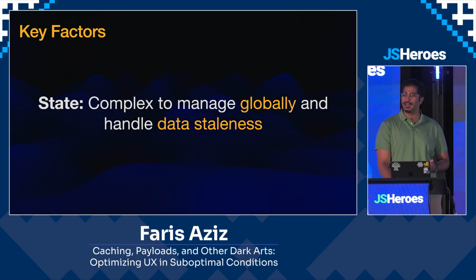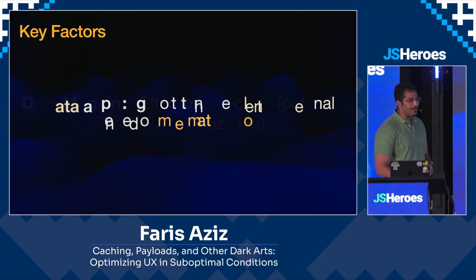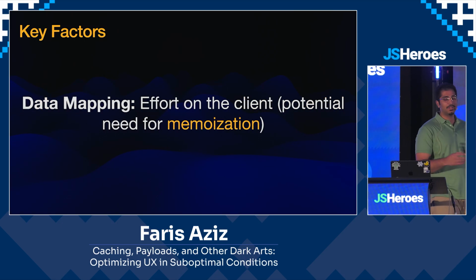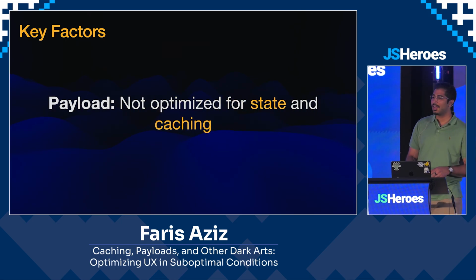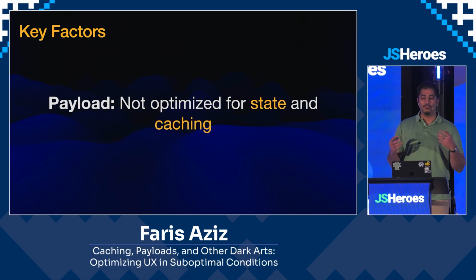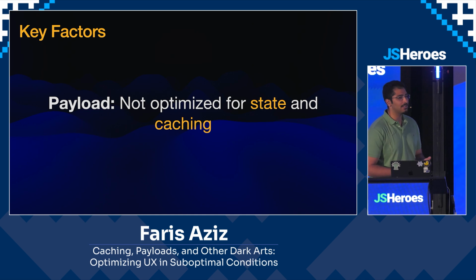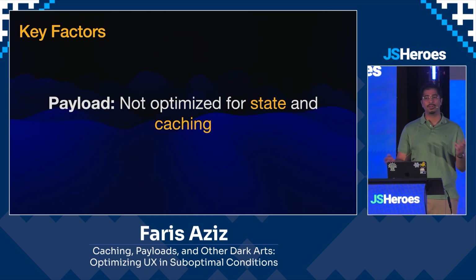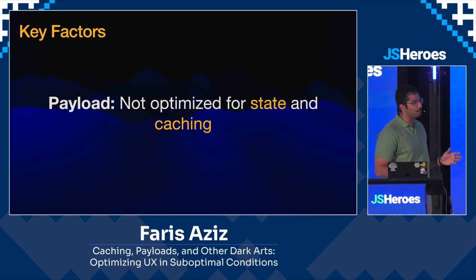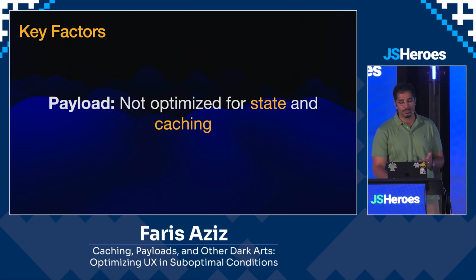We love using useEffects. And then the data mapping effort needs to be handled on the client side. And there's a potential need for our useMemos and our useCallbacks to make sure that we're dealing with these appropriately and maintaining referential stability. And the payload is not one bit optimized for state and for caching, because caching this in local storage has limits depending on the browser, between 3 and 5 megabytes. So if you're just stuffing all of this in local storage, and I'm sure this won't be the only requests you're making on the front end, you're going to run out of resources pretty fast.